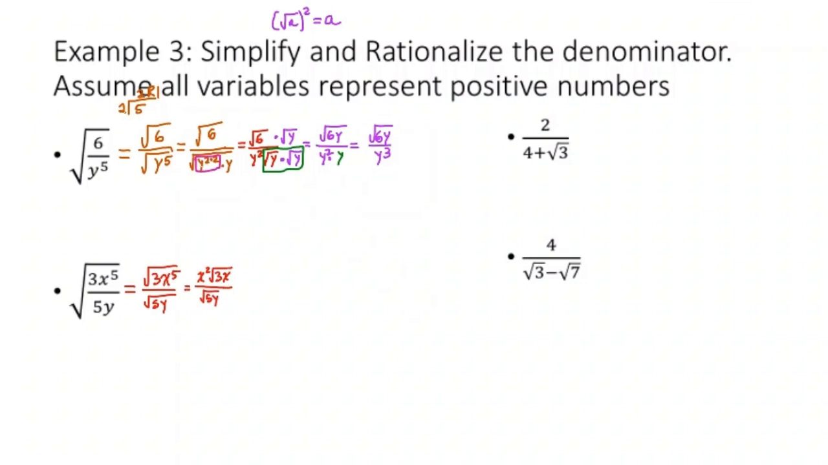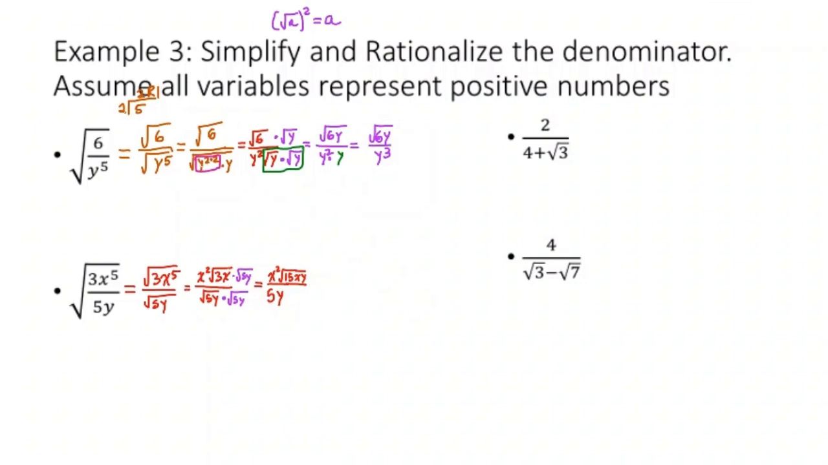Now with all of our radicals simplified, let's go ahead and rationalize our denominator. We'll do so here by multiplying top and bottom by the square root of 5y. Square root of 5y times the square root of 5y is 5y. In the numerator, multiply the values inside of the radicals. 3x times 5y is 15xy. 15 cannot be simplified any farther, and x and y are not perfect squares themselves. So the square root of 3x to the fifth over 5y, after being simplified and rationalized, is x squared times square root of 15xy all over 5y.